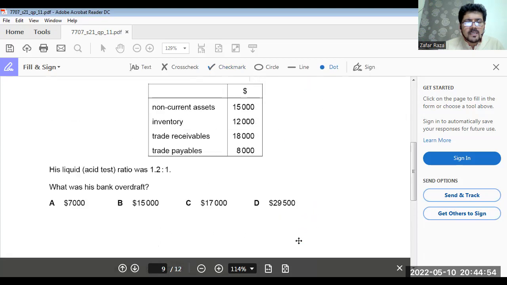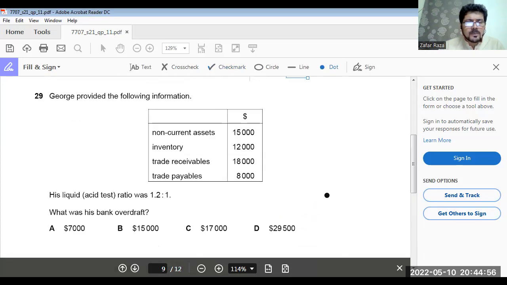Okay. Now come to 29. George provides the following information. Non-current assets 15,000, inventory, trade receivable, trade asset. Acid test ratio means quick assets divided by current liabilities. We have only one quick asset, that is trade receivable, 18,000. Got it? Okay. What about liability? Only one liability, 8,000.